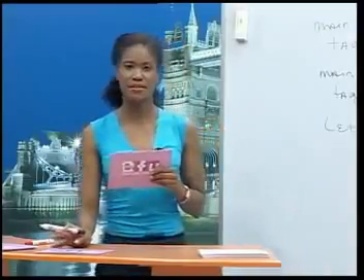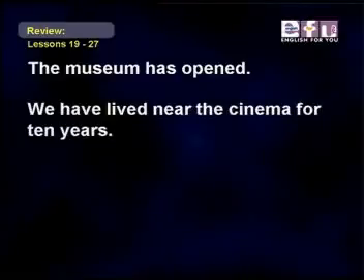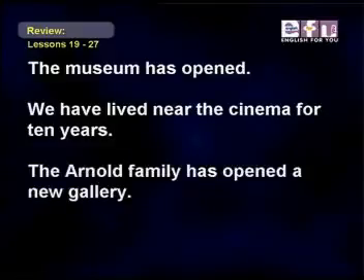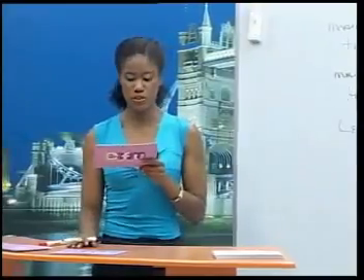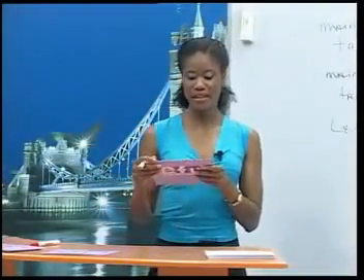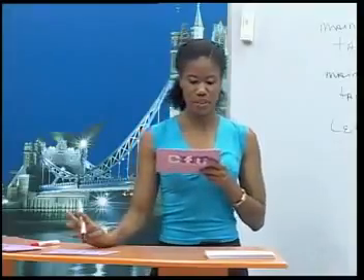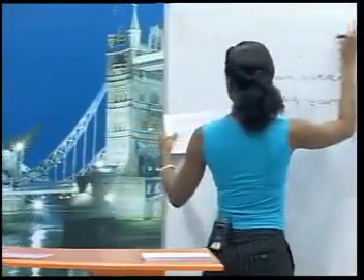Take a look at some sentences. The museum has opened. We have lived near the cinema for 10 years. The Arnold family has opened a new gallery. The musical hasn't finished yet. So the present perfect is used to express an activity that began at an unspecified time in the past. It began before now, and it has continued into the present. The activity may be repeated many times.